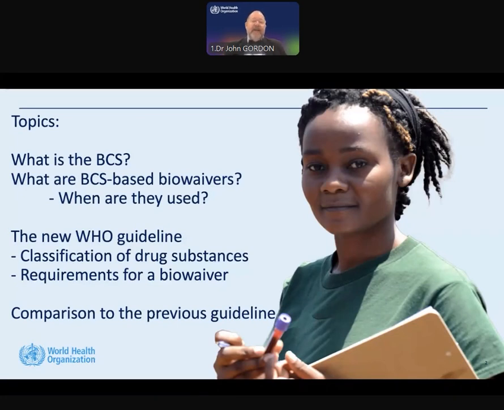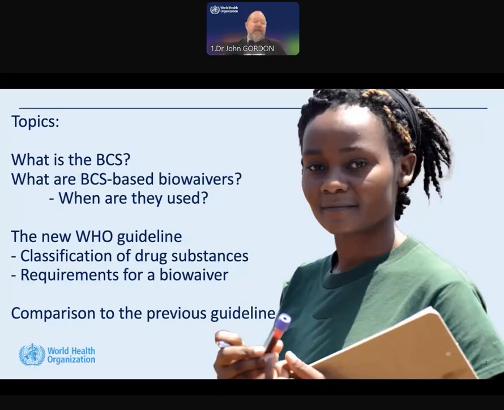The majority of my time, though, will be spent talking about the new WHO guideline and its contents. It talks about basically two key aspects. First, classification of drug substances or active pharmaceutical ingredients, APIs, within the BCS. And then the requirements for a biowaiver based on the BCS classification of the APIs that are in a product. And as Luther mentioned, as I go through the contents of the guideline, I will compare the contents of this current guideline to the previous WHO guideline.